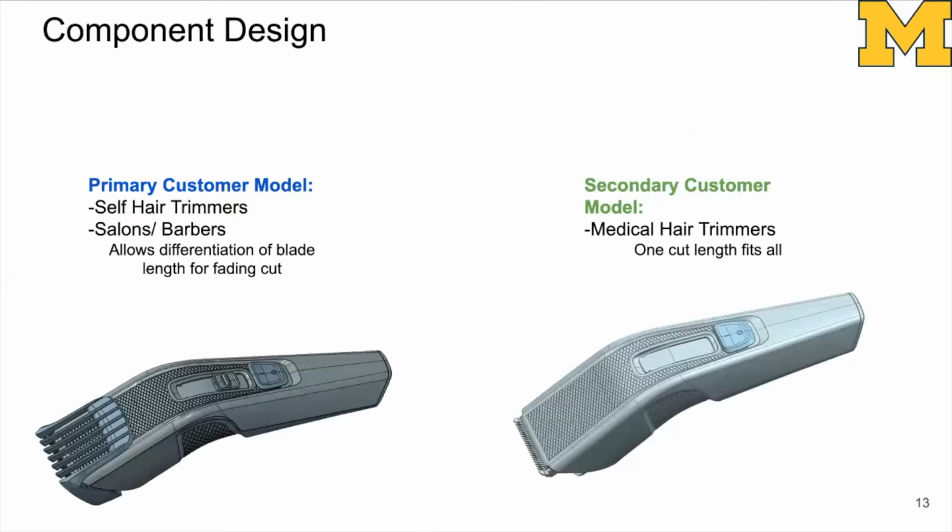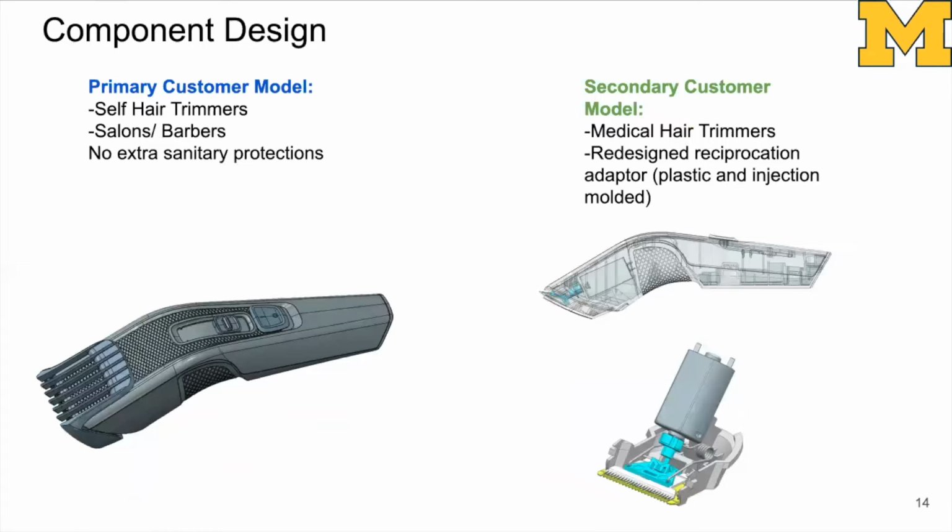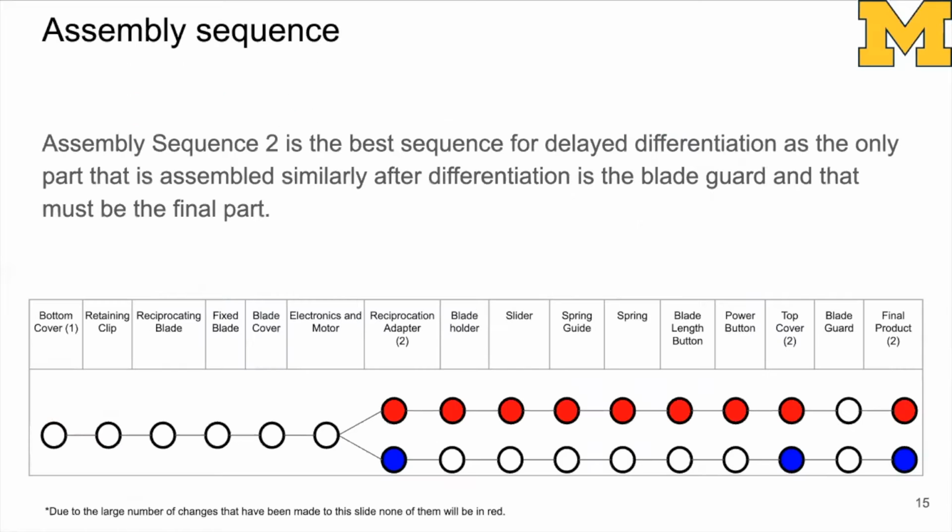Here's our first component redesign, which removes a bunch of the parts that allow the trimmer to adjust its length, as medical hair trimmers do not need that functionality. Another component redesign that we did was designing the reciprocation adapter into a new material and making it more simple so we could reduce cost and make it easier to make. Here's an updated assembly sequence. For delayed differentiation, it actually follows assembly sequence 2 quite well.